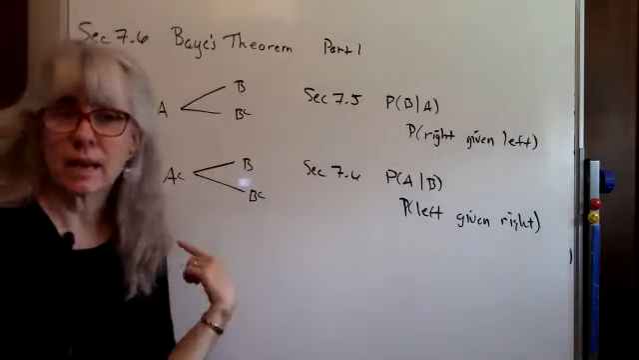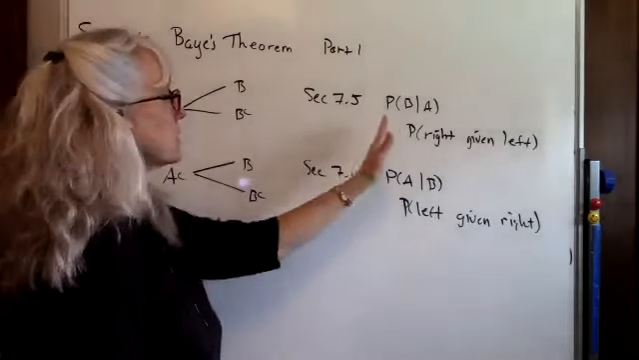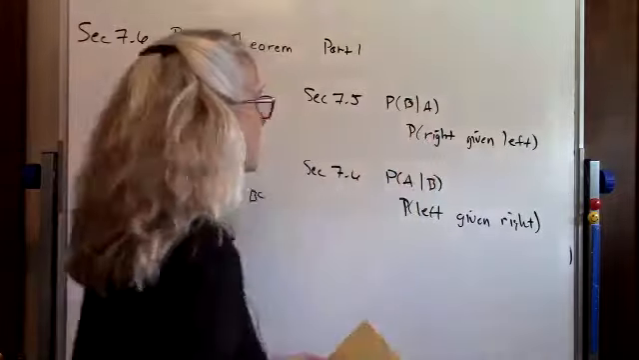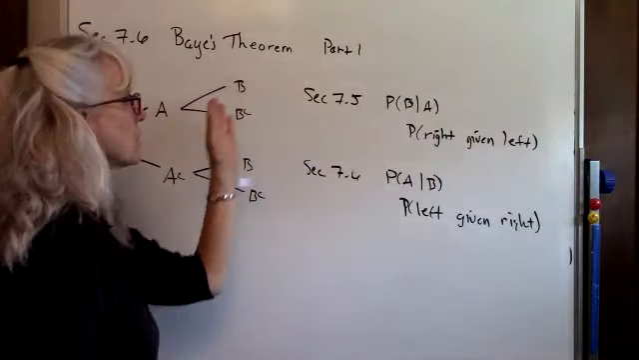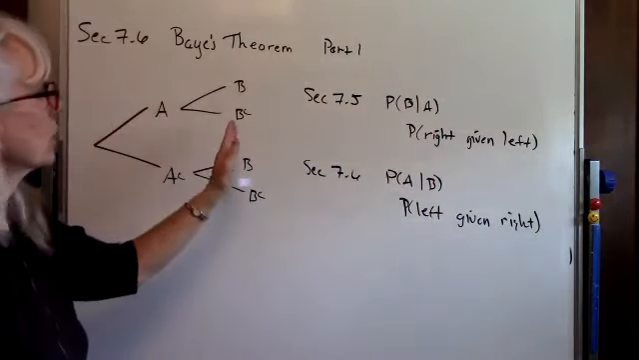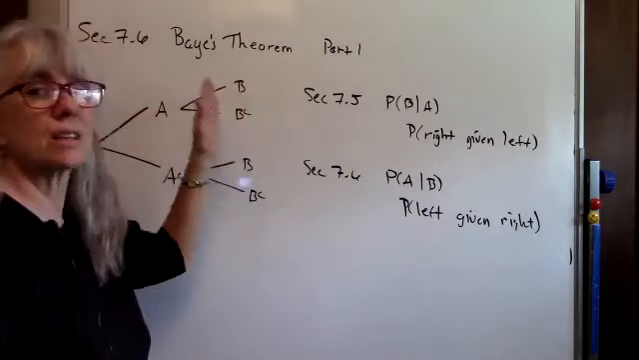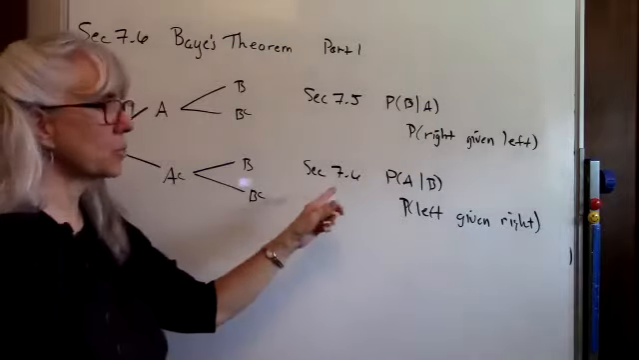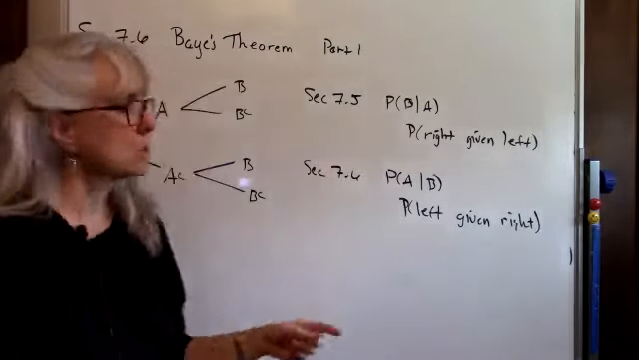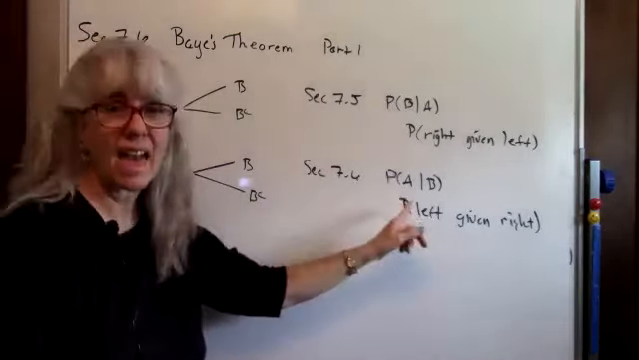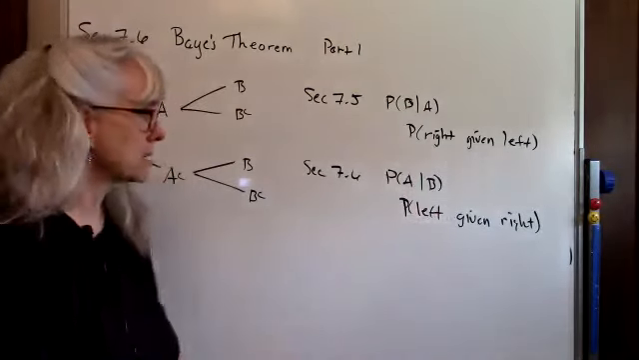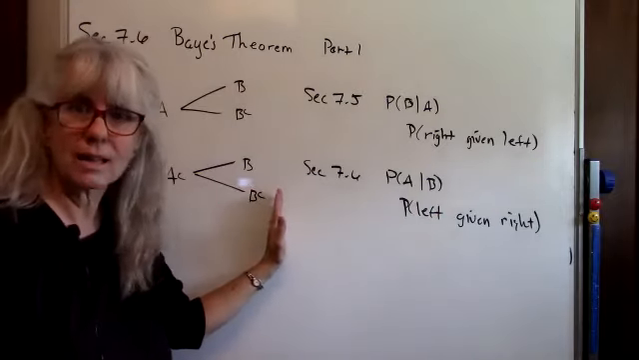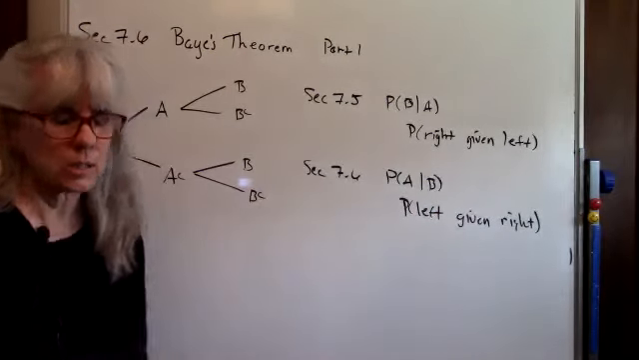In the previous section, 7.5, what we looked at is the probability of B occurring given that A has already occurred. So we're looking for B given that A has already happened. So we're looking for something on the right side given the left side has already happened. So right versus left. Now in section 7.6, that's going to flip on us. We're now looking for the probability of A given B has already happened. So this time we're looking for the probability of left given that the right has already occurred. It's a slightly different twist to it.